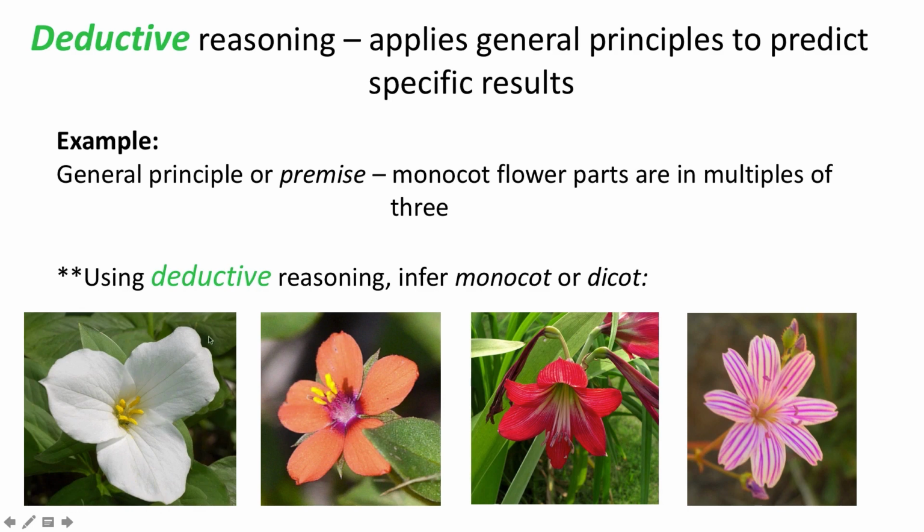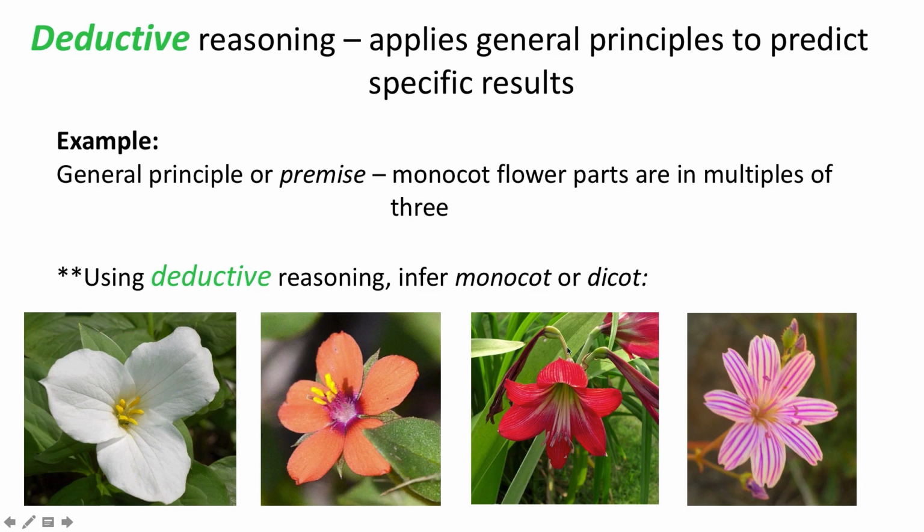The first flower on the left is a monocot. Based on this general principle, because it has 3 flower parts, 1, 2, 3. The next image has 1, 2, 3, 4, 5. So by definition of this general principle here, this flower must be a dicot, as it is not a monocot.